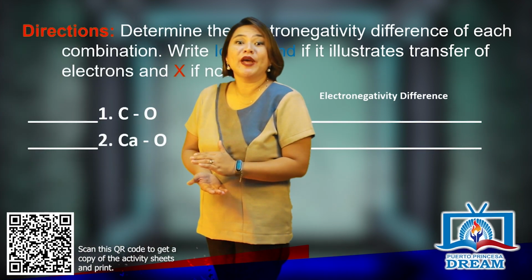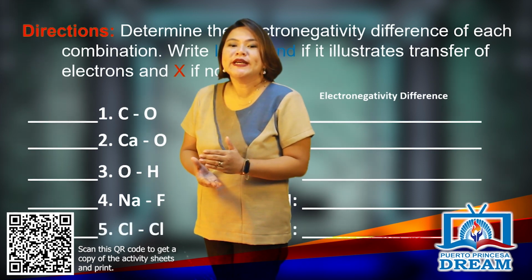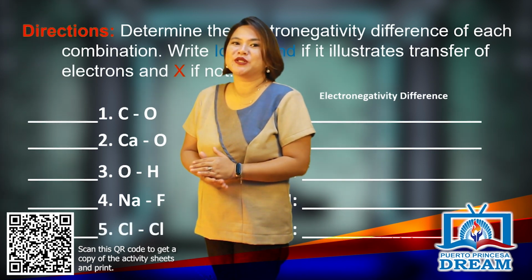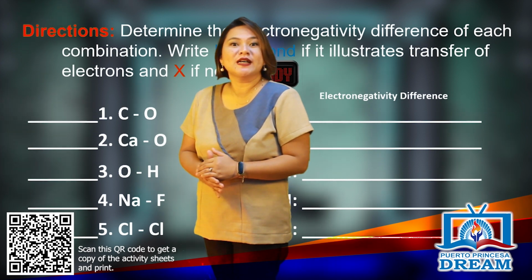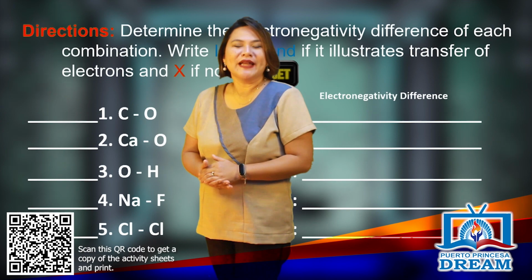Again, if the electronegativity difference is greater than 1.9, complete transfer of electron or electrons is possible. Thus, ionic bond is formed. Are you ready? Let's begin.